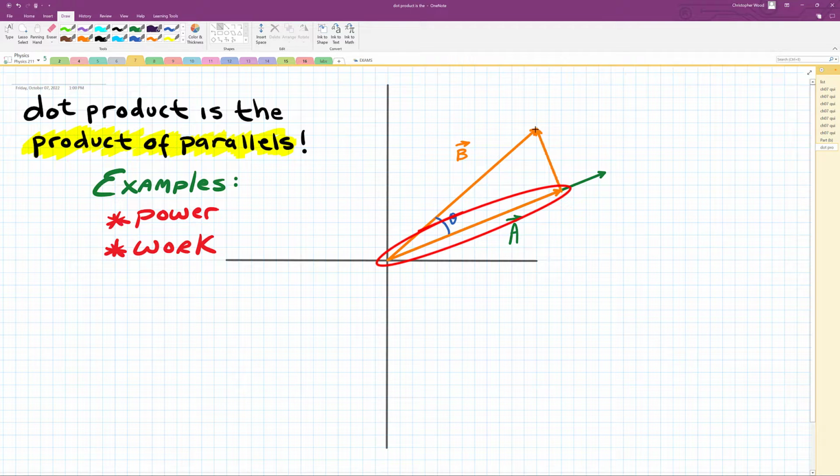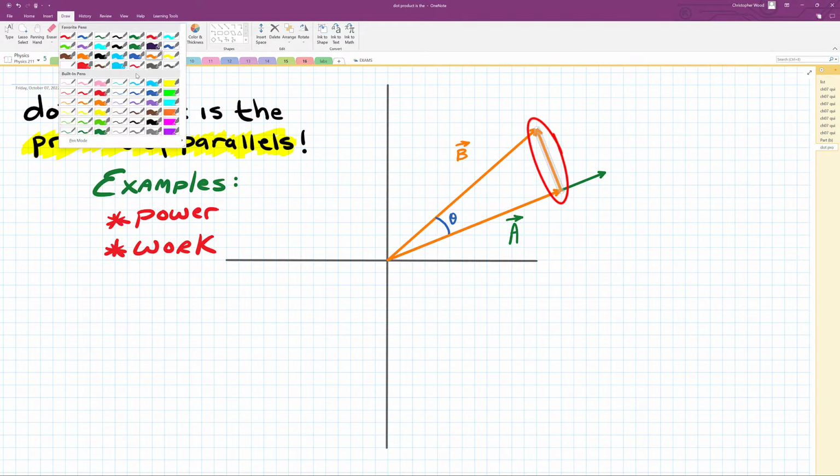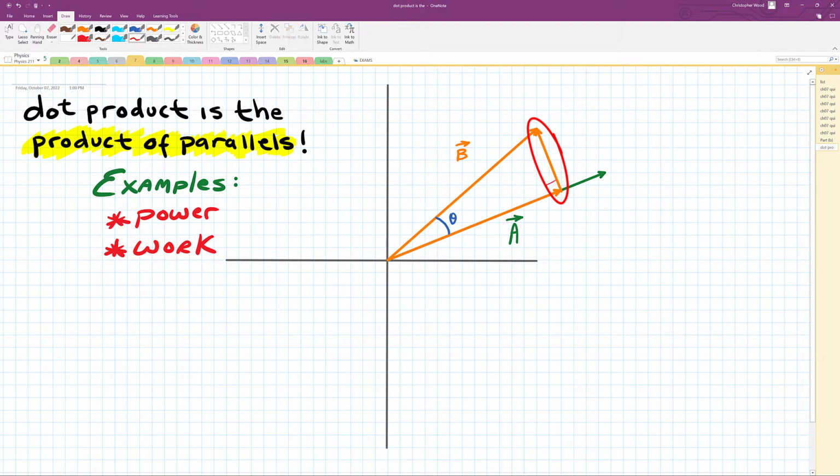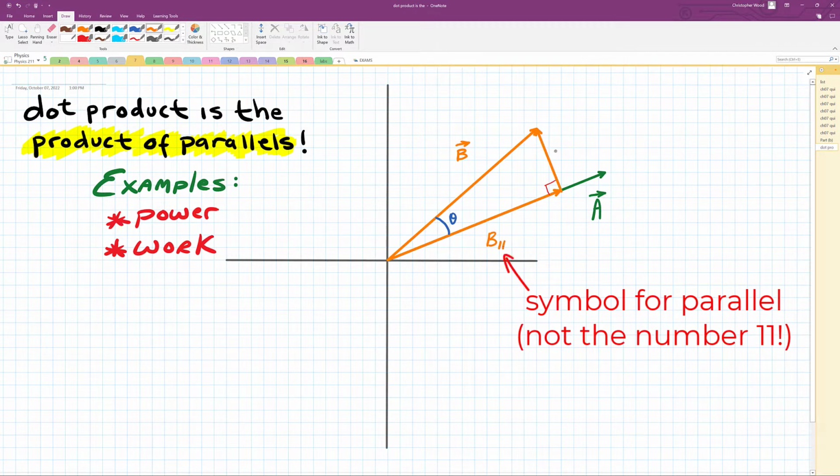The component of vector B that's perpendicular to vector A is shown here. A parallel vector and a perpendicular vector always make a right angle. One more time, B subscript parallel is the parallel projection of vector B onto vector A, and B subscript perpendicular is the component of vector B that's perpendicular to vector A.